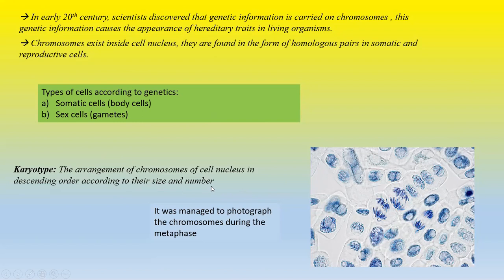They are descending, from the bigger to the smaller. So the first one, number one, will be the biggest chromosome, and the last chromosome will be the smallest one, according to their size. Descendingly arranged. This arrangement is called the karyotype. The karyotype.